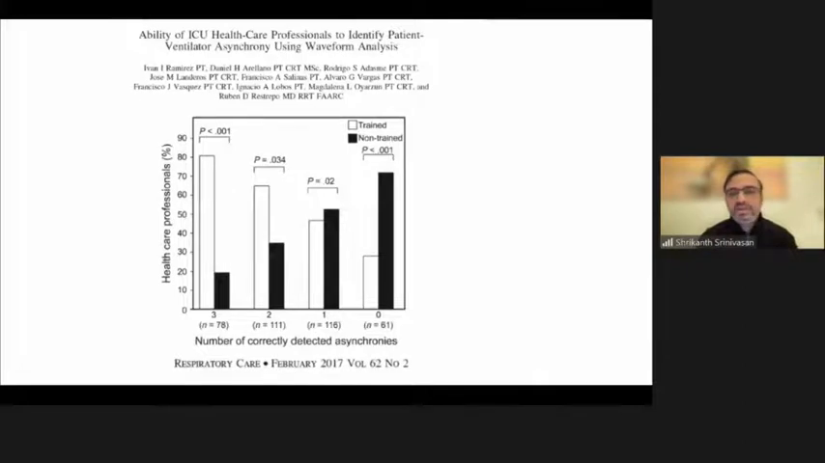Coming to the ability of our healthcare professionals to identify patient ventilatory asynchrony using waveform analysis. Obviously, an educated mind is the one which actually looks for it. If you are trained, which is the white bar, versus those who are non-trained, who are not aware of how to look for it, the number of correctly detected asynchronies will obviously vary. The eye will only see what the mind already knows, right? So you need to know exactly what these asynchronies look like so that you can detect them accurately. So training obviously improves identification.